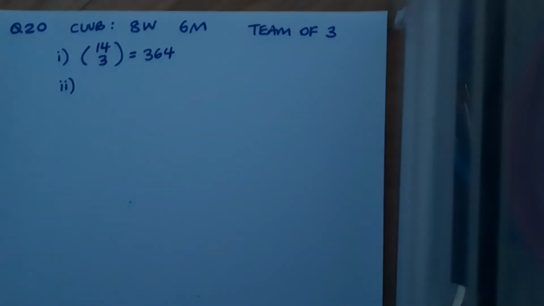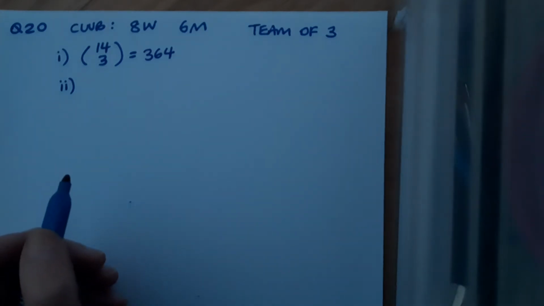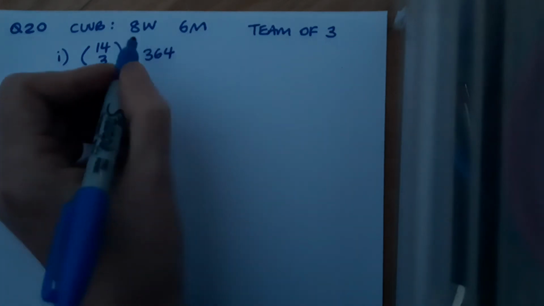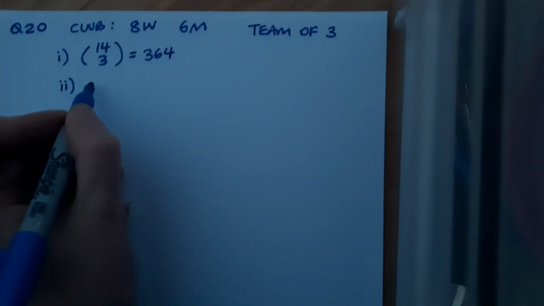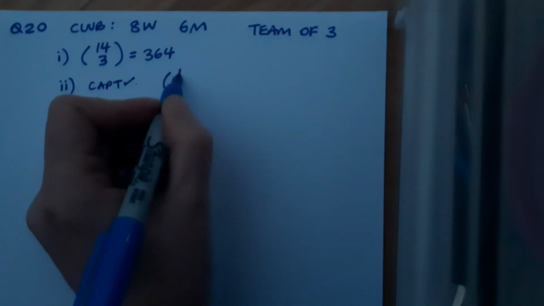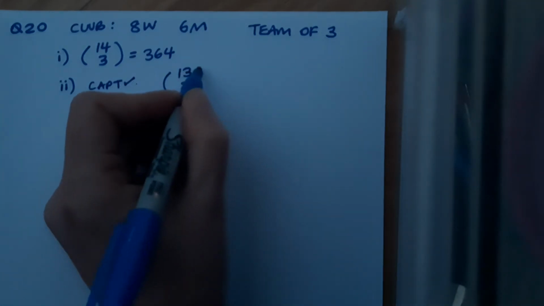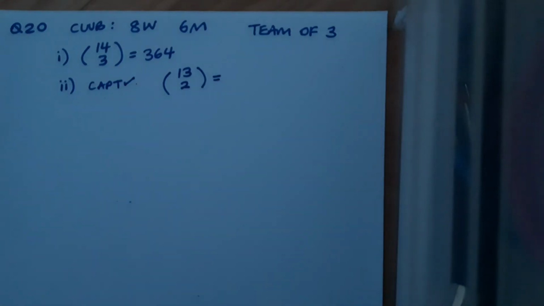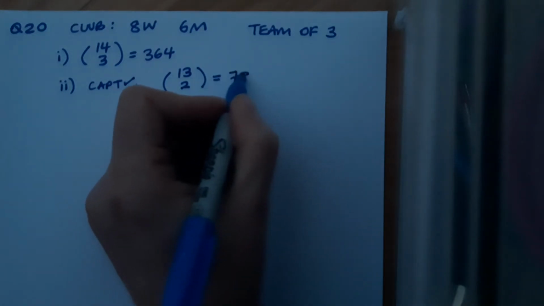Part 2 of the question says that the club captain must be on the team. So the club captain is one of those people that we've already mentioned from these 8 women and 6 men. So they're in, so the captain is in. So I've got 13 people left, and I must pick 2 of those people to make up my team. And the answer for that is 78.